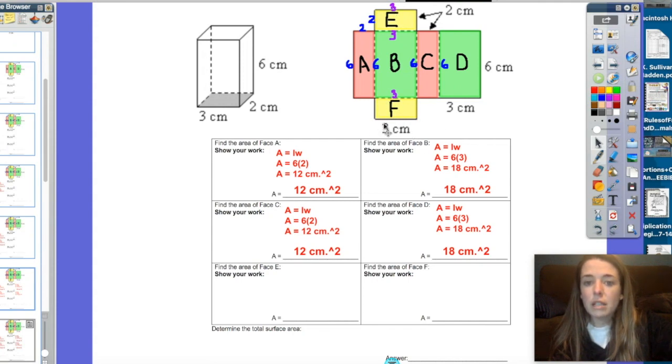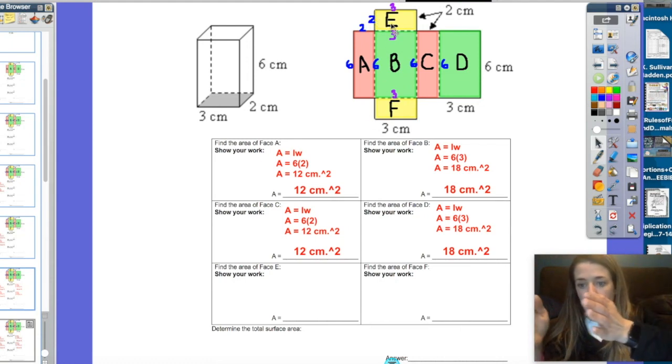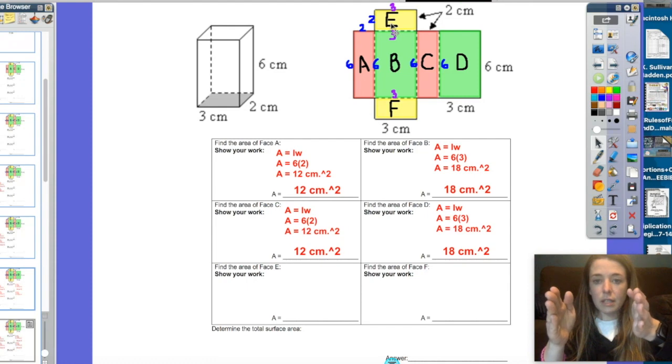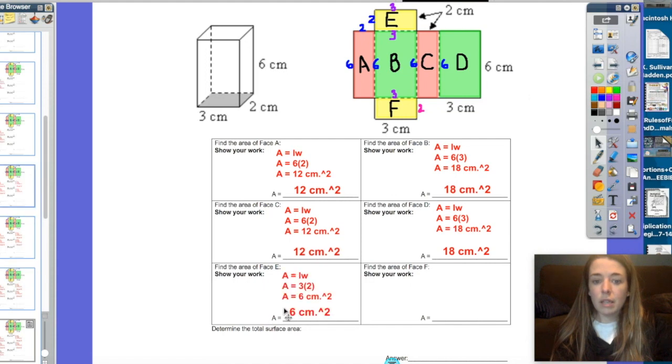So what I have left then is face E and F. My 3 is labeled down here, which makes these opposite sides also equal to 3. My 2 up here makes this opposite side 2. The opposite faces of a rectangular prism are equivalent. So I am going to multiply 3 times 2 to get 6 centimeters squared. And that would be the same for face F.